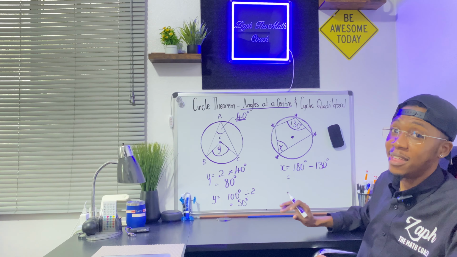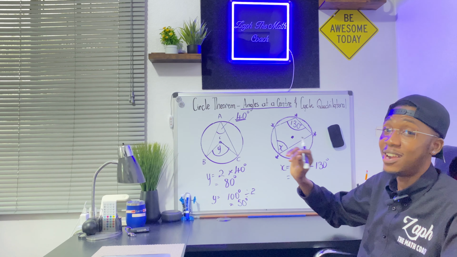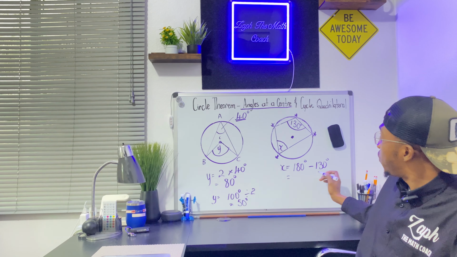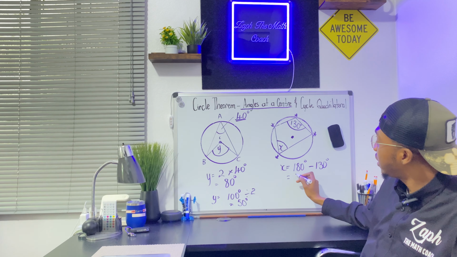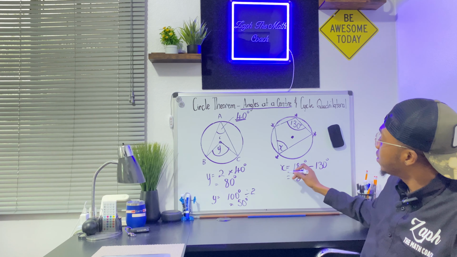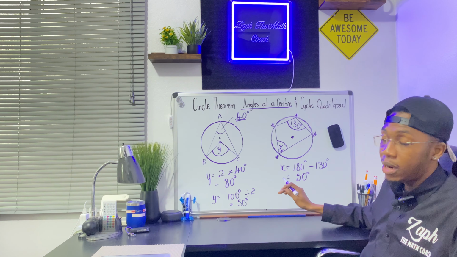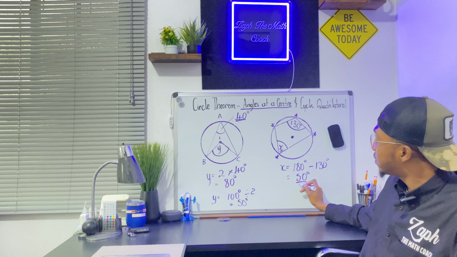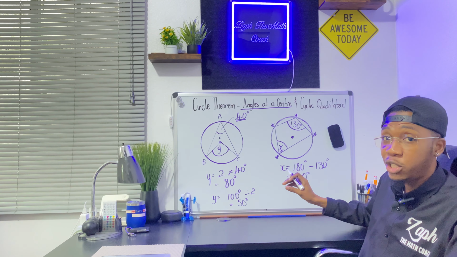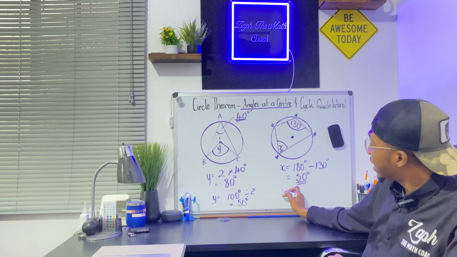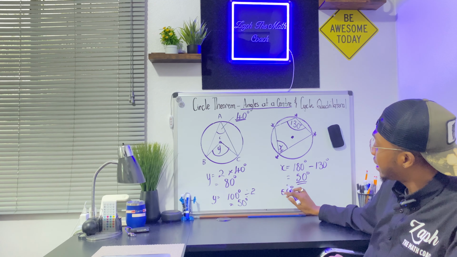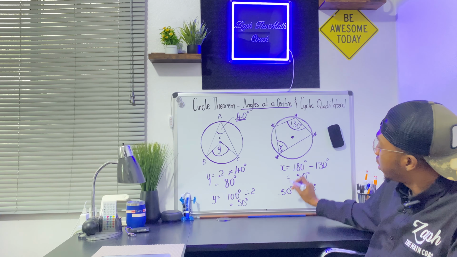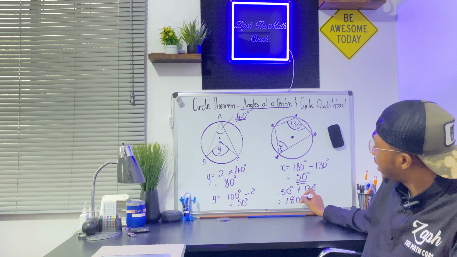Remember, these diagrams are not drawn to scale. This is for your understanding. Now, 130 degrees subtracted from 180 leaves us with 50 degrees. So we know the measure of angle x is 50 degrees. To show you, if we add the 50 degrees, which is angle x, plus the known 130 degrees, it gives you 180 degrees.